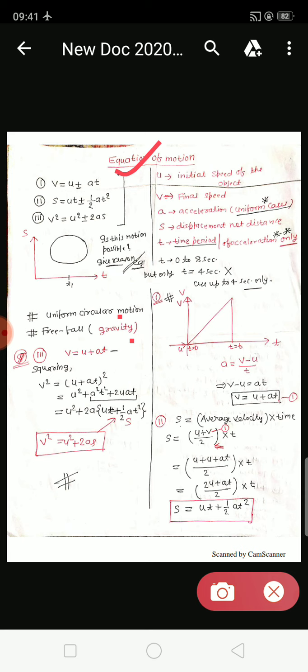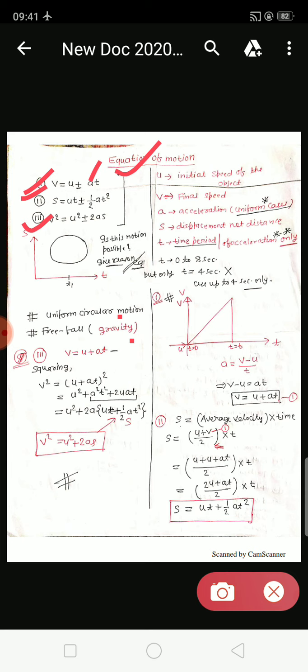First equation is v equal to u plus or minus a into t, s equal to ut plus or minus half at square, and v square equal to u square plus or minus 2as. Plus or minus I have used. The reason is that we know acceleration can be positive, acceleration can be negative. So depending upon that, if it is positive then the positive sign you can use, and if it is negative then the negative sign will automatically come. So I have used plus or minus both.